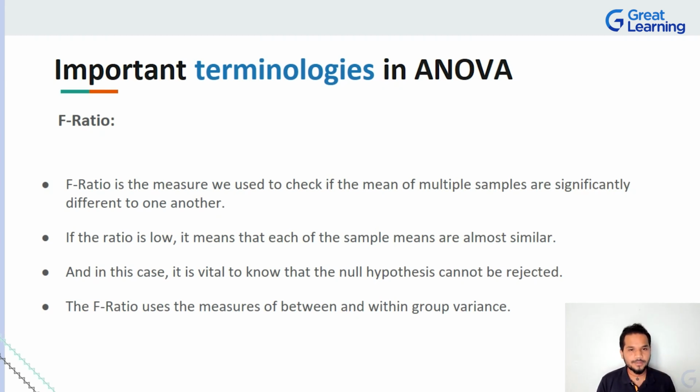I know some of you might not know what the null hypothesis is. Just hold your thought for a second, because we're going to be discussing that as well. But know this at the moment: if your F ratio is low, it is vital to understand that your null hypothesis cannot be rejected, right? And the F ratio uses the measure of between group variance, and there's another concept called within group variance. These two concepts are very important to understand how the F ratio works.